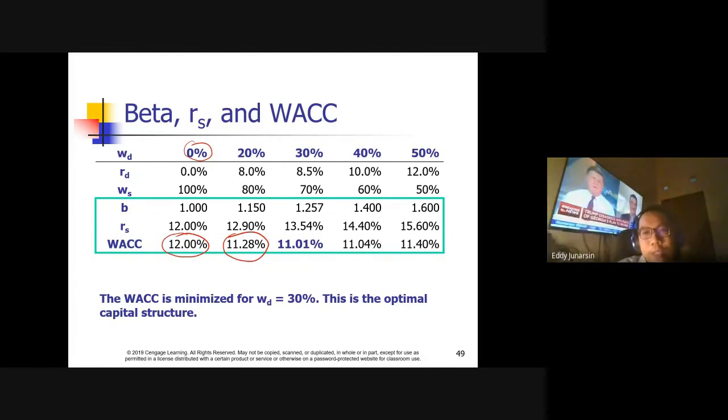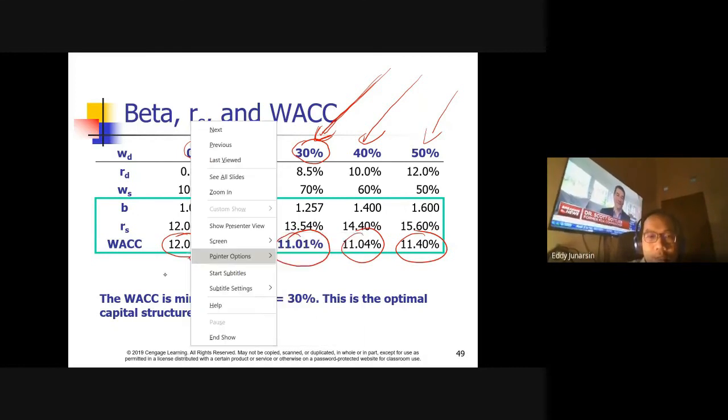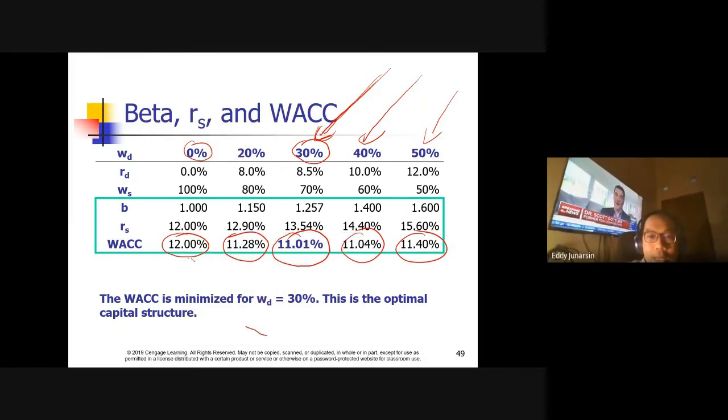Then we repeat the process again. We don't show it here anymore because it will be too long, but you can try it by yourself. If the debt ratio is 30%, the cost of capital would be even lower, at 11.01%. If the debt ratio is 40%, the cost of capital would be 11.04%, and so forth. If it's 50%, then the cost of capital would be 11.40%. So you see a pattern here. When you start adding debt into your capital structure, the cost of capital actually declines. Good news, right? It declines further, but after this mix, right?